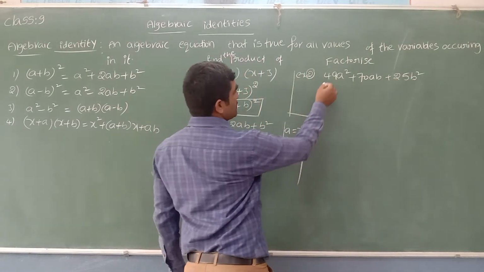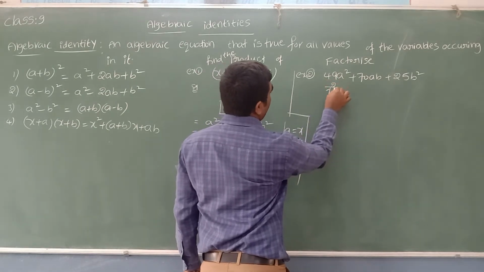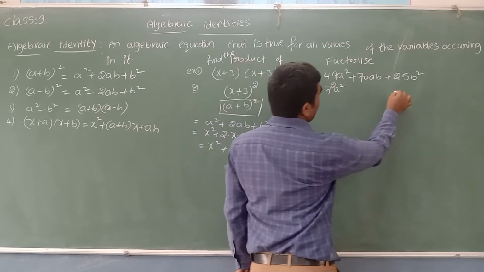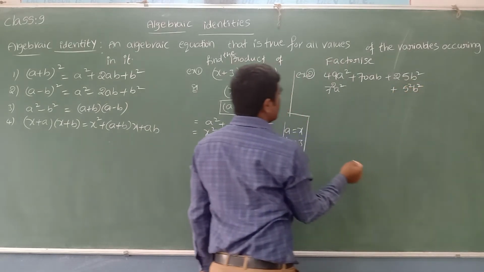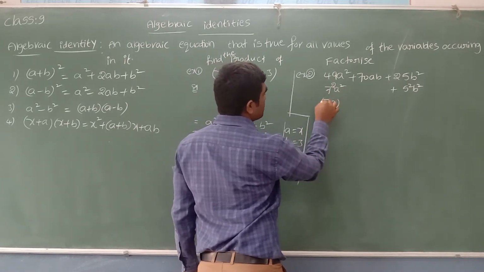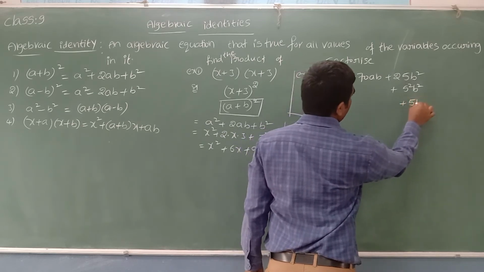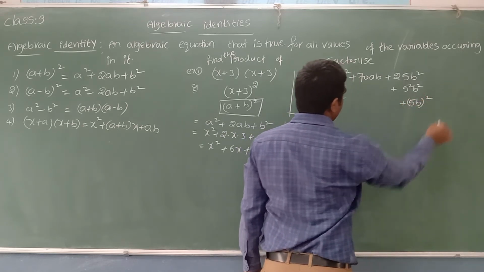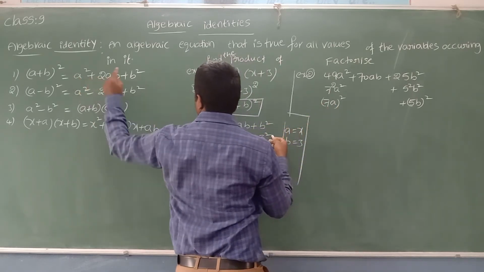So how can I write this? 49 I can write as 7 square and a square. Similarly, this 25 can also be written as 5 square b square. So 7 square a square both together we can write as 7a whole square, and 5 square b square together we can write as 5b whole square. Yes. Now we can do a comparison with the a plus b whole square expansion.